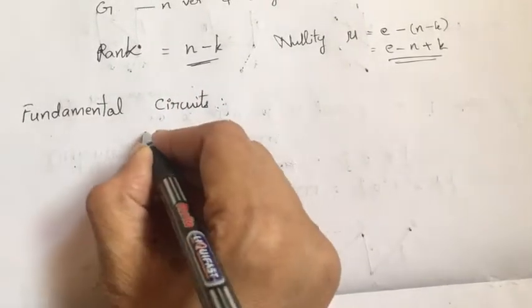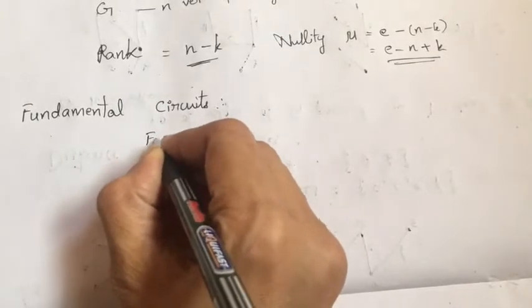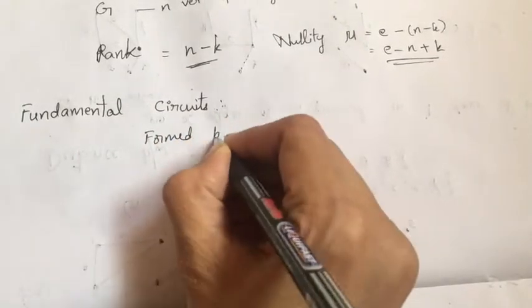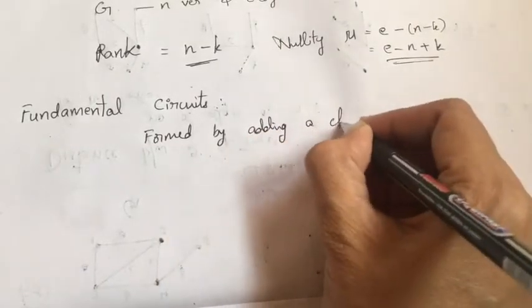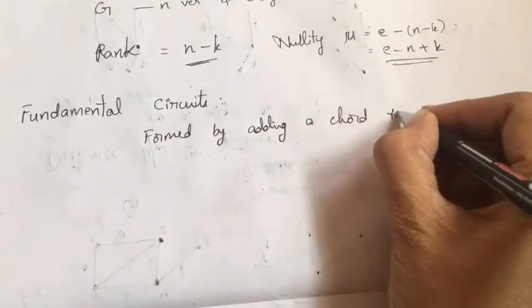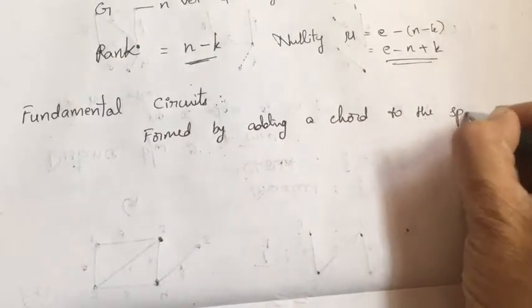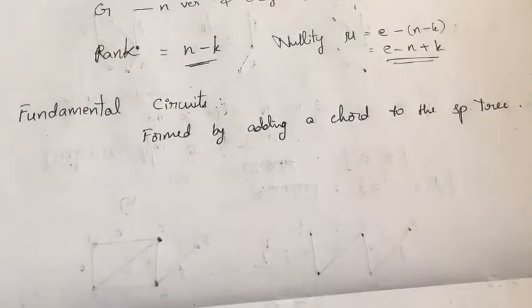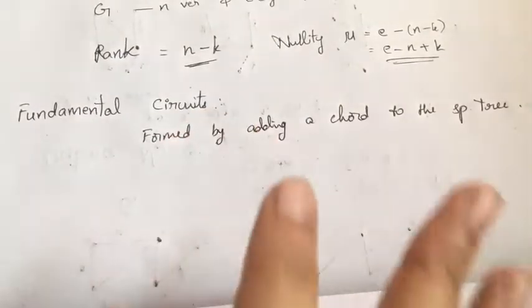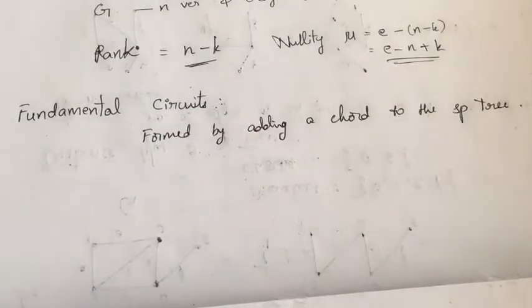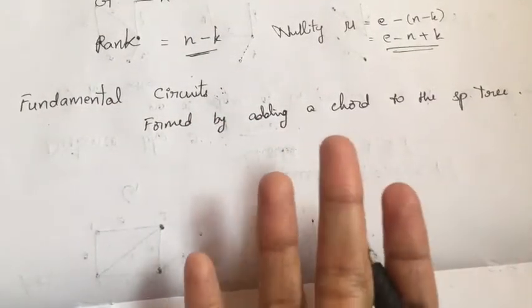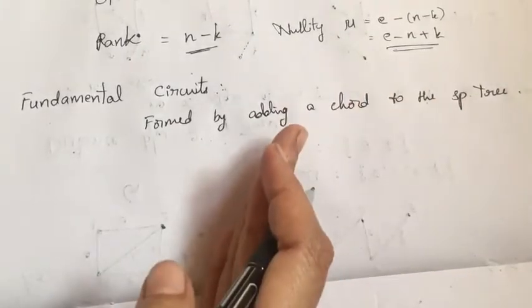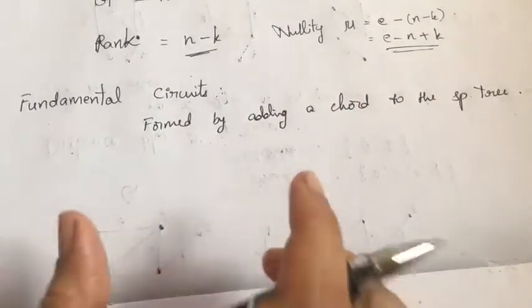It's a circuit formed by adding a chord to the spanning tree. It is called a fundamental circuit of a graph with respect to the spanning tree, because there may be more than one spanning tree. Okay, with respect to what spanning tree this becomes a fundamental circuit, that matters.